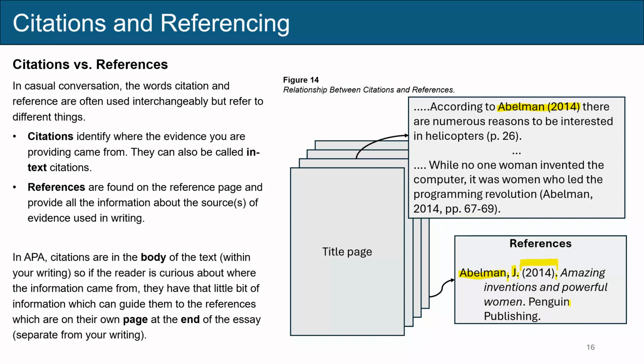The locations occur in your citations because you might cite a specific reference multiple times. And so the page numbers, just like in the example here, will be different to acknowledge that on page 26 we got this information, but on pages 67 to 69 we got this other information. But it's from the same source.